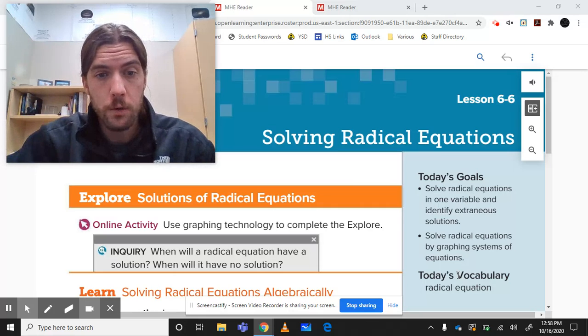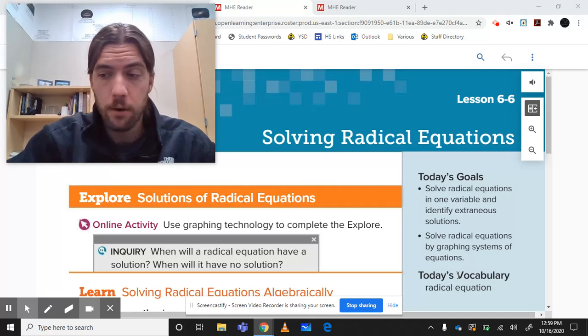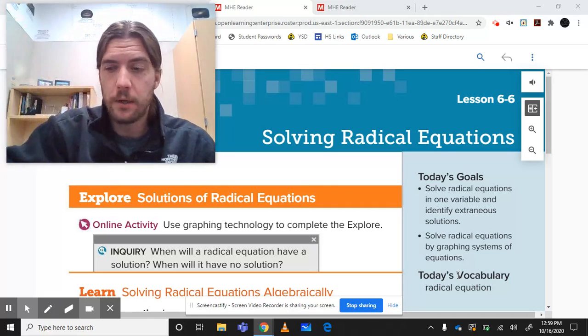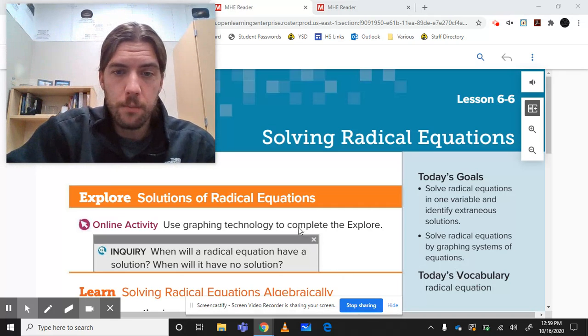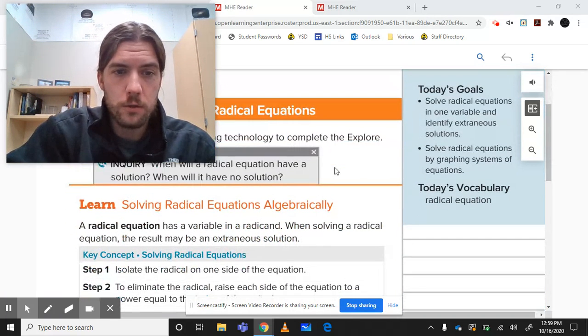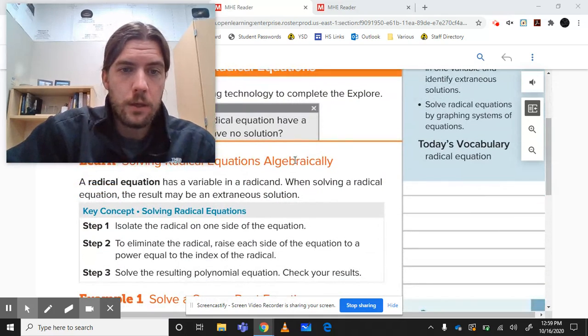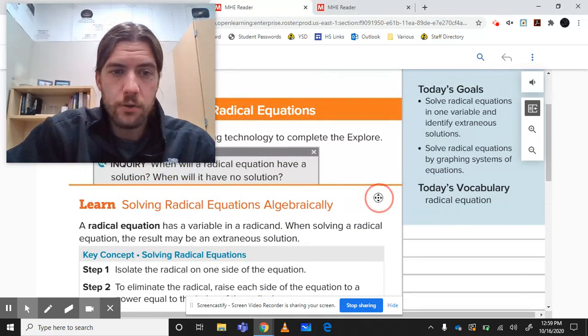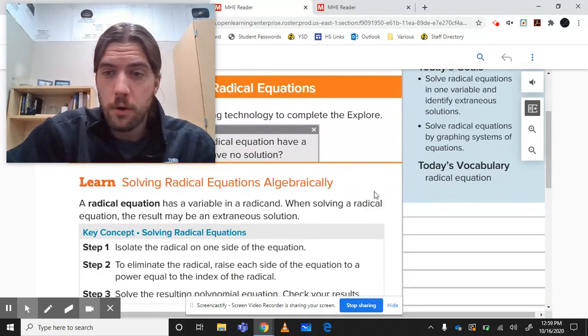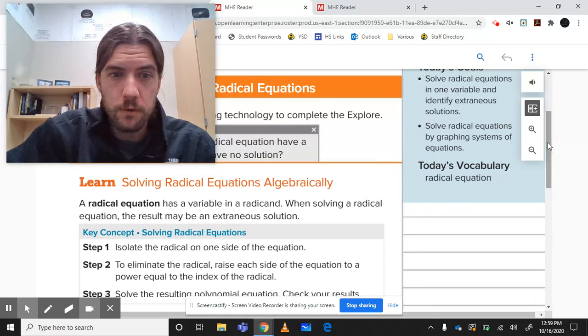So whether that's a square root or a cube root, fourth root, whatever the index of your radical is, it doesn't matter, just having that little radical sign. These are roots of equations of different powers. Okay, so solving radical equations algebraically, pretty straightforward. You're not going to have too much trouble doing this kind of stuff.